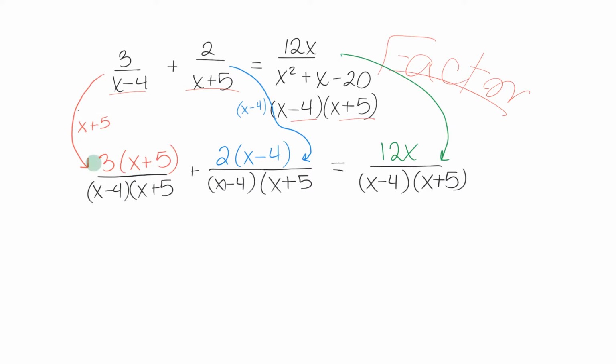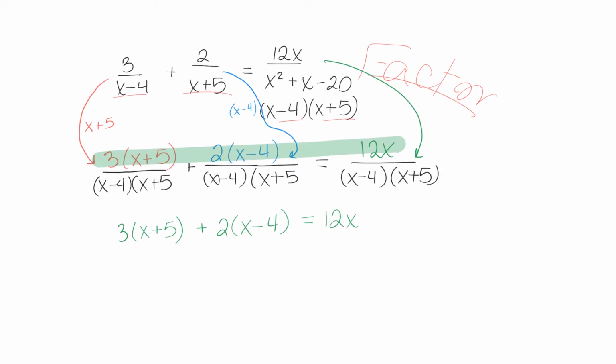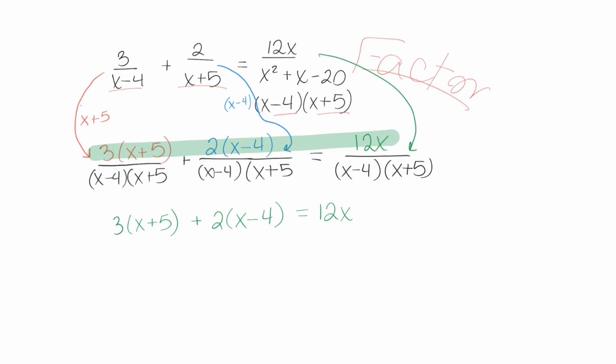Got my common denominators. I'm going to isolate my numerator, and that's going to give me 3 times x plus 5 plus 2 times x minus 4 equals 12x. Now, this thing is getting a little ugly, so I'm definitely going to distribute. And when I distribute my 3, I'm going to get 3x plus 15. Then I'm going to distribute my 2, and that's going to give me 2x minus 8 equals 12x.